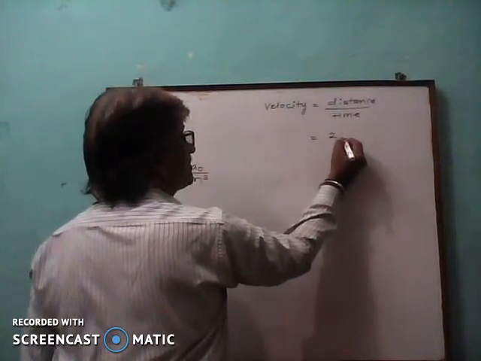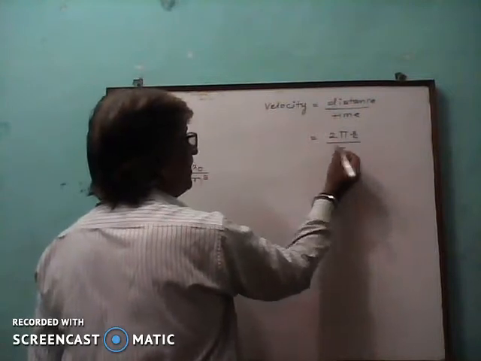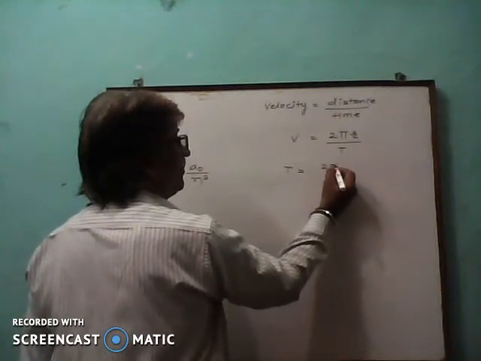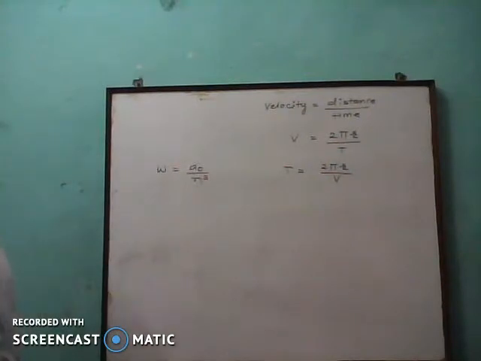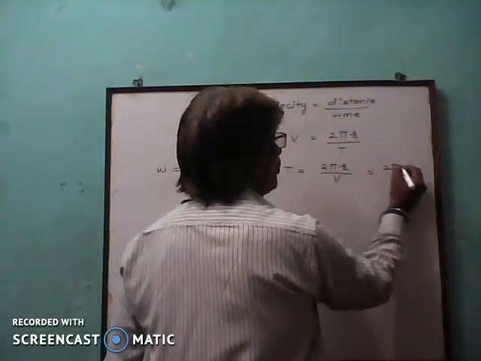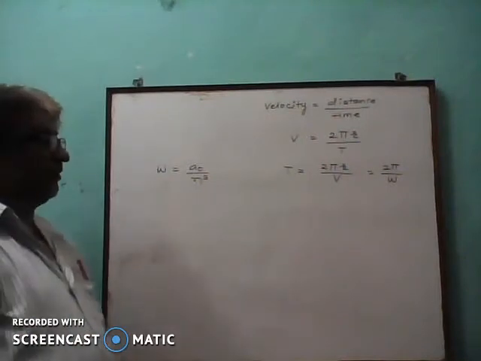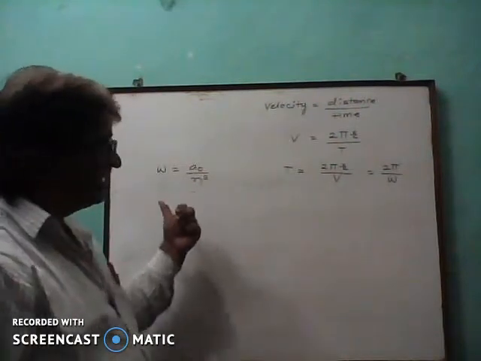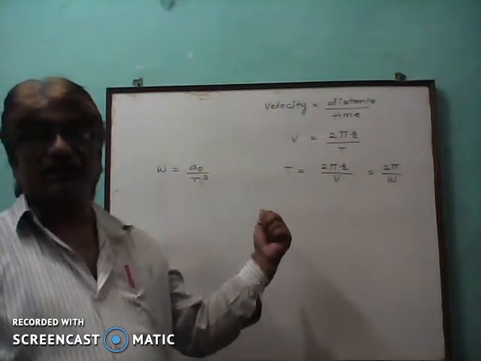If the distance is the circumference of the circle, that is 2 pi r, and the time is the time period, here we can give a formula. Time period is equal to 2 pi r upon v, which is nothing but 2 pi upon omega. If we substitute the value of r and the value of v, or the value of omega, we can calculate the time period.